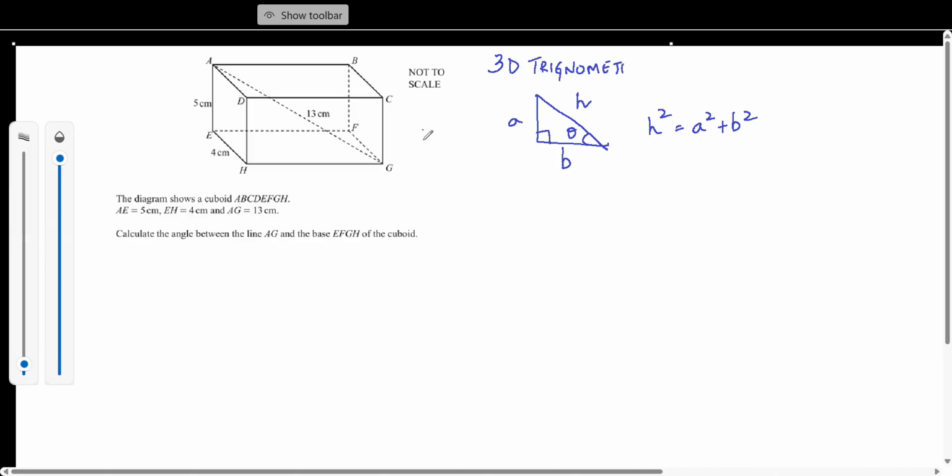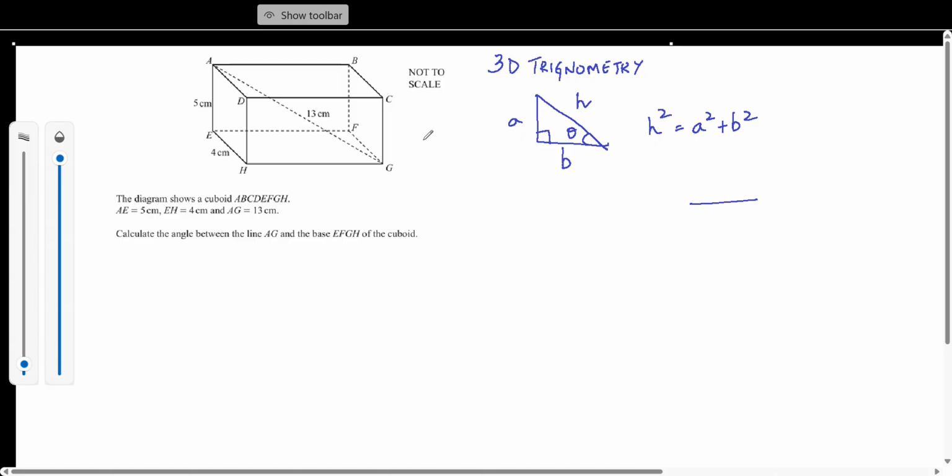Now, if you look at the diagram, the width, the height is given, and AG, the line joining one of the top vertices to the diagonally opposite bottom vertex is given. We need to calculate the angle between AG and the base. Now when it is angle between two lines, it's easy, but in 3D, one is a line, the other is a plane. EFGH is a plane. So obviously, you have to consider one line for the plane.